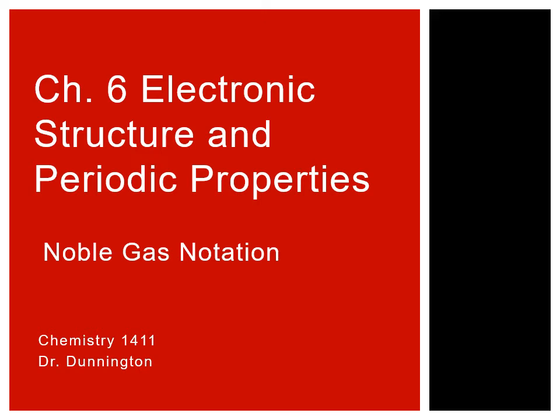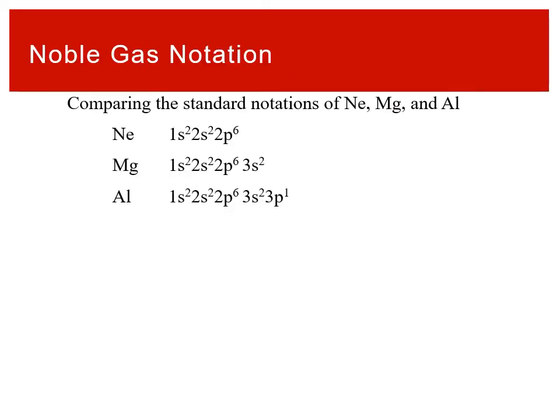We want to return to our discussion of configurations and talk about noble gas notation. So when we look at these electron configurations that we've talked about before, and we look at, say, standard notation for neon, magnesium, and aluminum, Ne, Mg, and Al, we can see one of the whole ideas that we talked about was that they just kind of keep building upon themselves. If we look at this, these are all close together, and we can see that this group right here is all exactly the same.